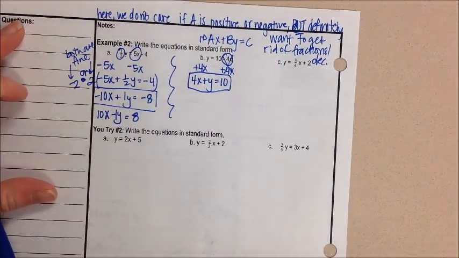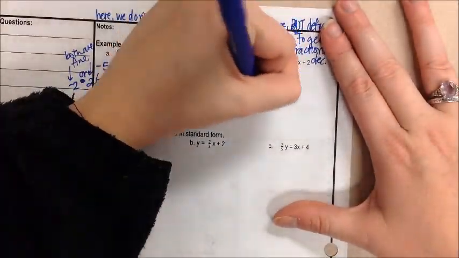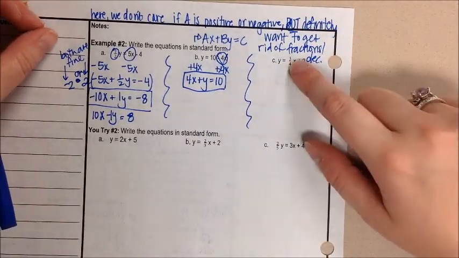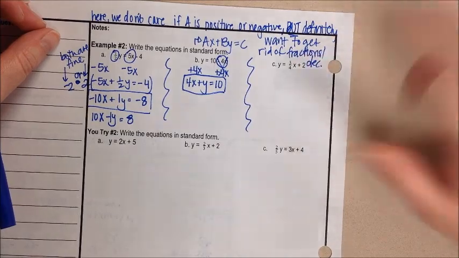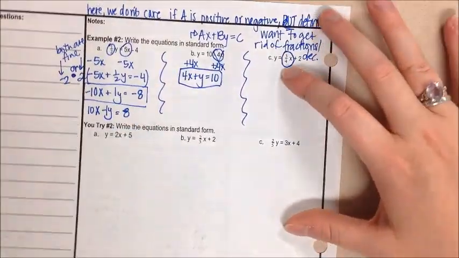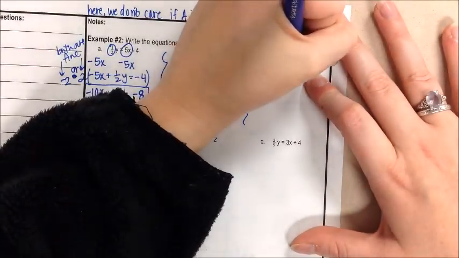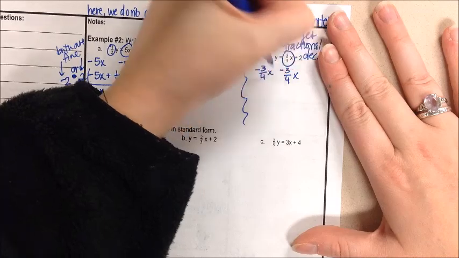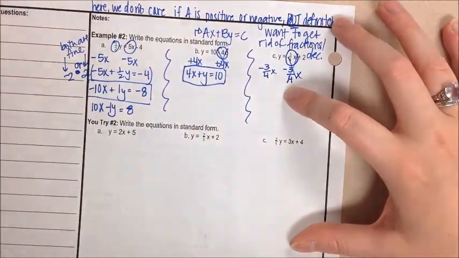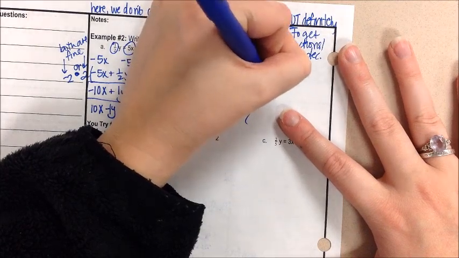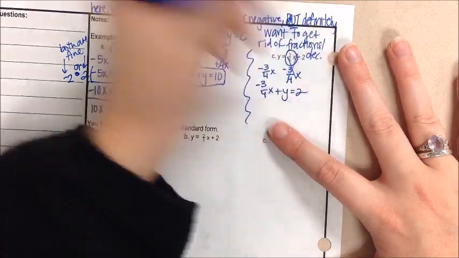So that's it for that one. Okay, and then letter C. Y is by itself. That's good, without fractions or anything. 2's over there. This 3/4x, though, is a problem. So this is positive, so to get rid of it, I'm going to have to subtract it from both sides. 3/4x minus 3/4x is 0, so that's eliminated. So then I have negative 3/4x plus y equals 2.